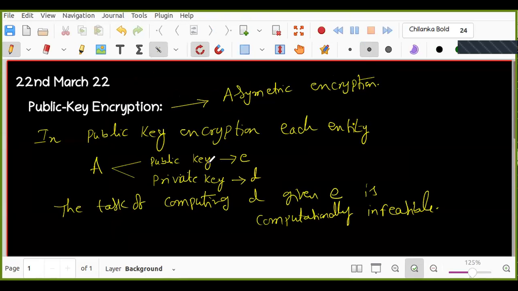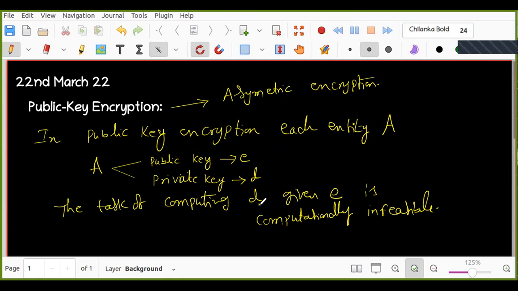So today I'm going to start, in the previous class we discussed DES, data encryption algorithm, that is a private key or symmetric key encryption. Today I want to give one public key encryption. Public key encryption is also called asymmetric key encryption, right? In public key encryption, each entity, meaning a person or a computer or whatever, each entity A has a public key and a private key. The public key is public, everyone knows it. The private key is secret and it is kept with A.